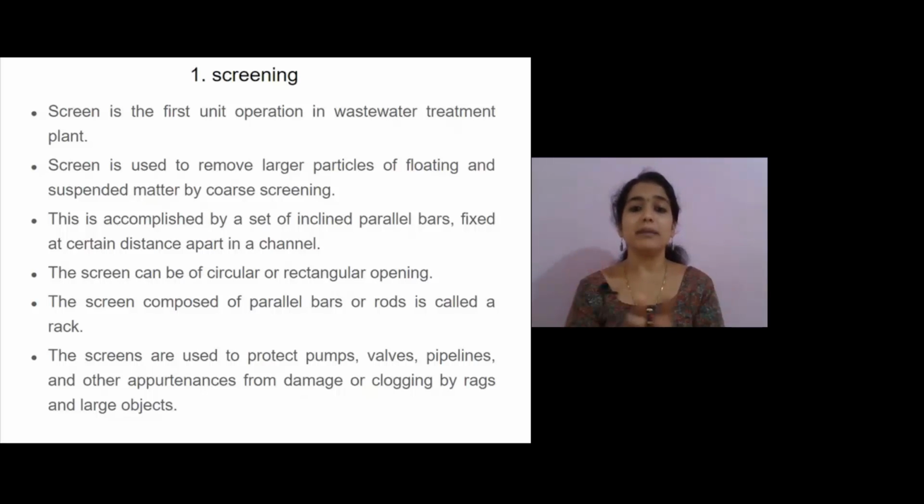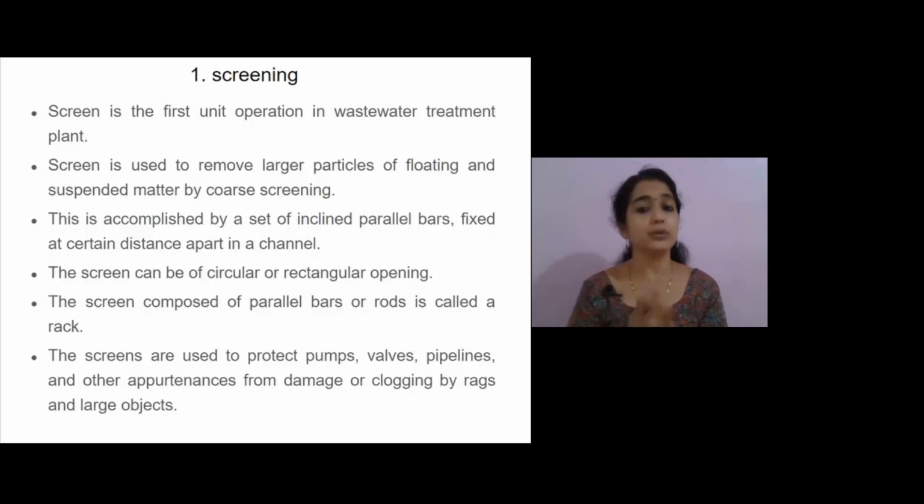The screen can be of circular or rectangular opening depending upon the channel shape. And the screen composed of parallel bars or rods is called a rack. The screens are used to protect pumps, walls, pipelines, and other appurtenances from damage or clogging by rags and large objects. These are the normal screening processes that we are using in day-to-day life.